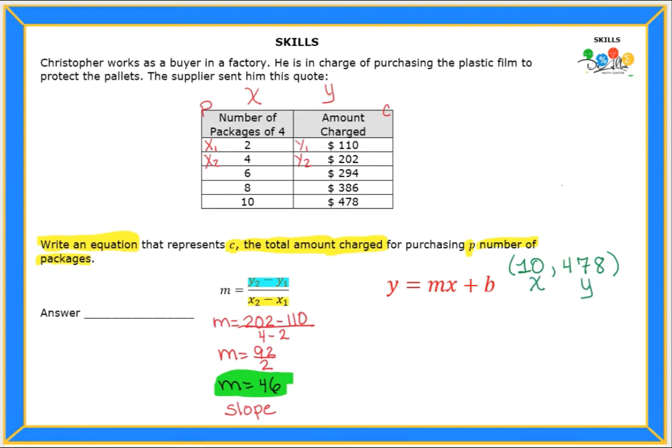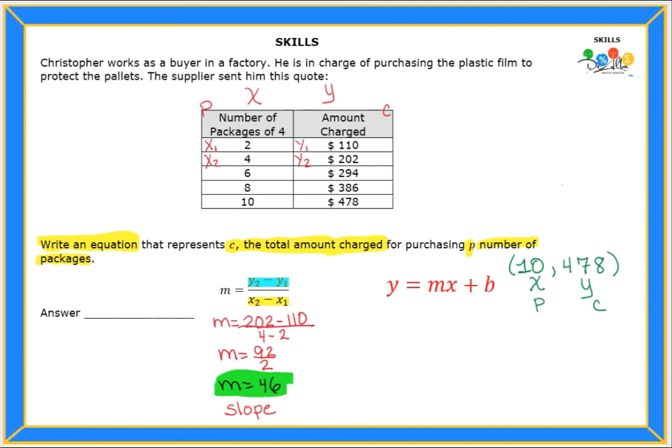Now, if you want to, you can start thinking already about who's going to be P and who's going to be C. So we can write it down right below that. So X is also the packages, and Y is the total cost, which is C. Okay? We're still using X and Y because the equation has X and Y so that we don't get confused. But we can already start writing the P for packages and C for the total cost.